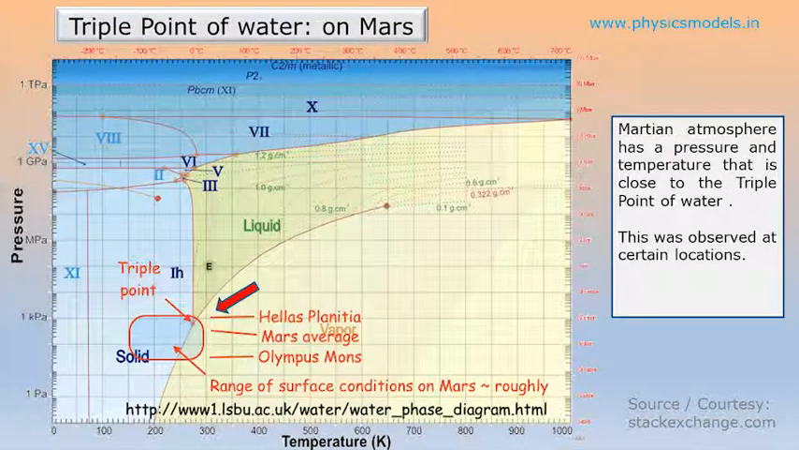Here is a wonderful graph for planet Mars, a graph of pressure versus temperature. It shows the triple point on Mars as occurring at certain locations such as the Hellas Planitia, which is mentioned there. Water is water, whether it's on Earth or on Mars. The triple point pressure and temperature will not change. Therefore, it's a very robust reference point, and therefore the SI unit of temperature is based on the triple point.